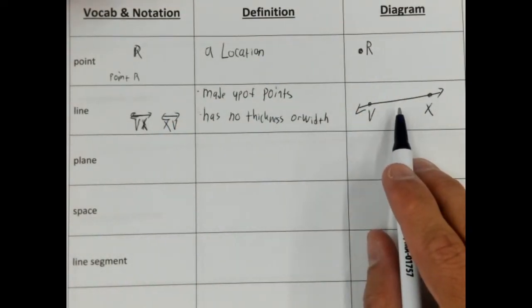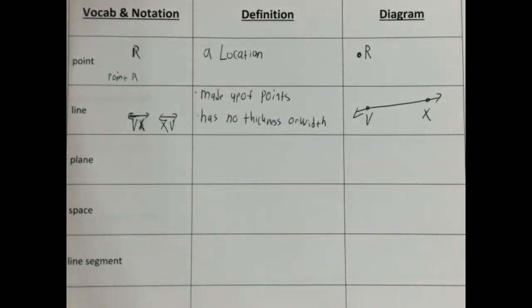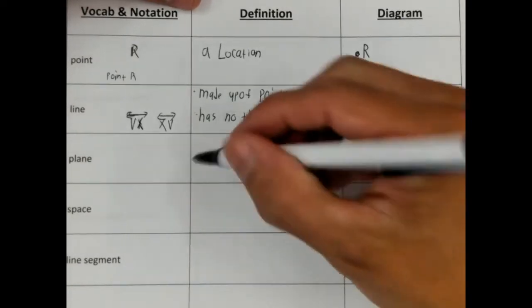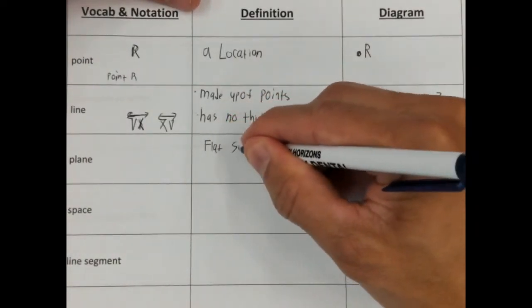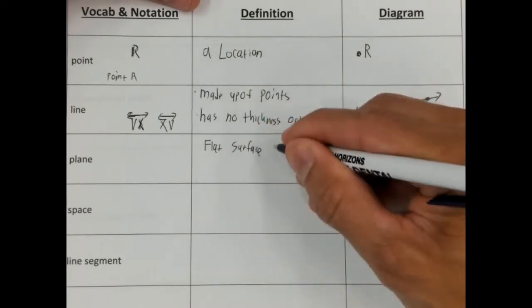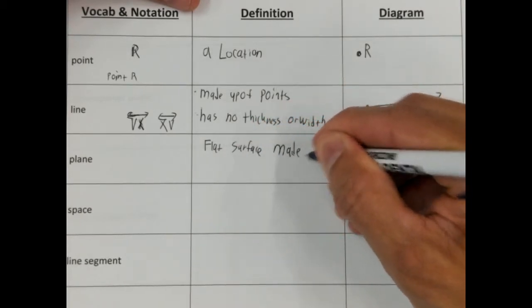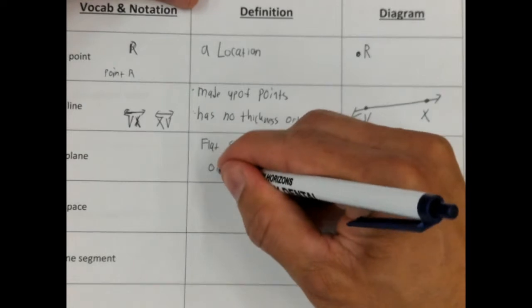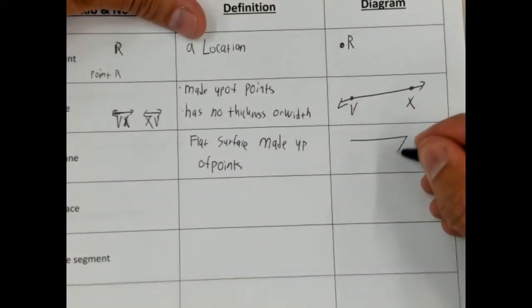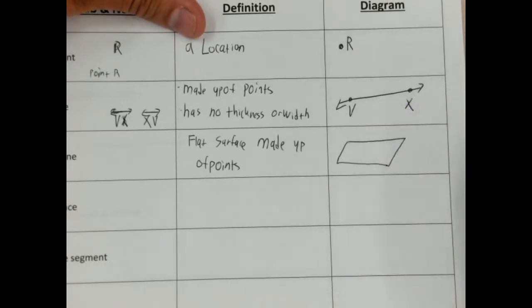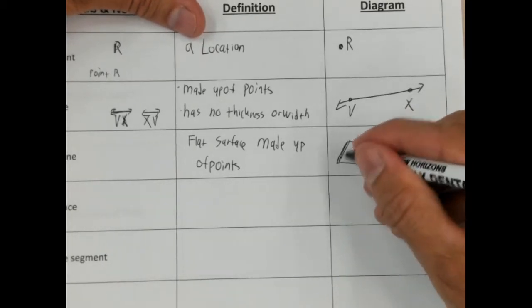Okay, plane. A plane is a flat surface made up of points. So it is a flat surface made up of points. And typically it's drawn as a parallelogram. It's usually the way it's drawn. And oh, it's a crappy parallelogram.